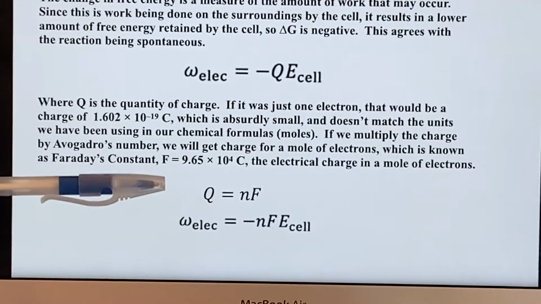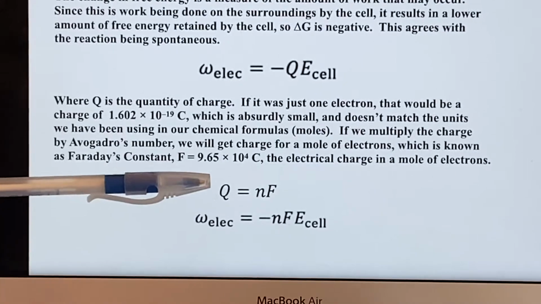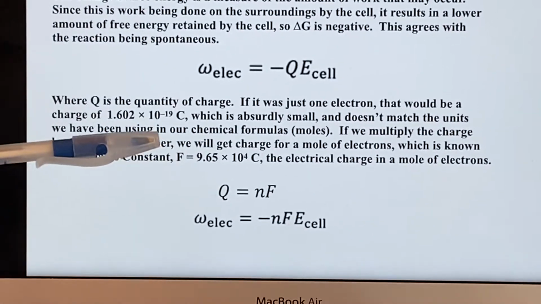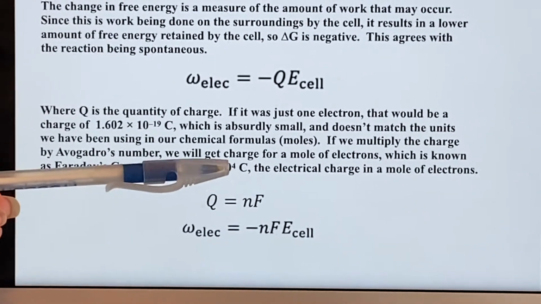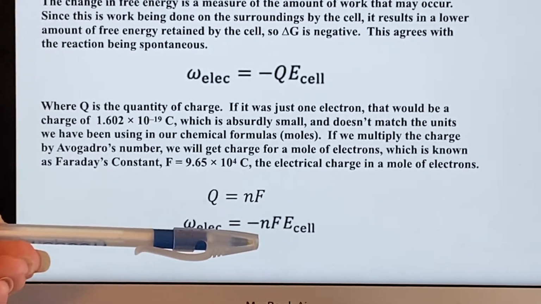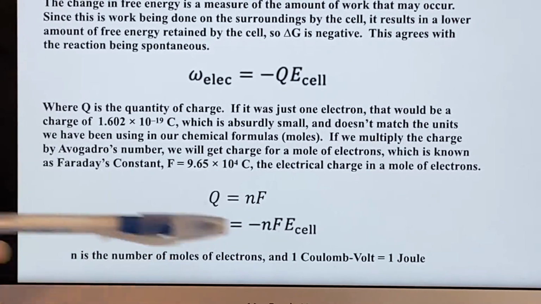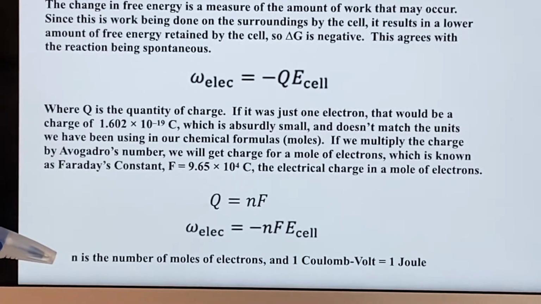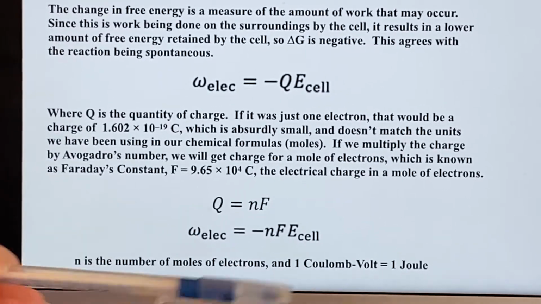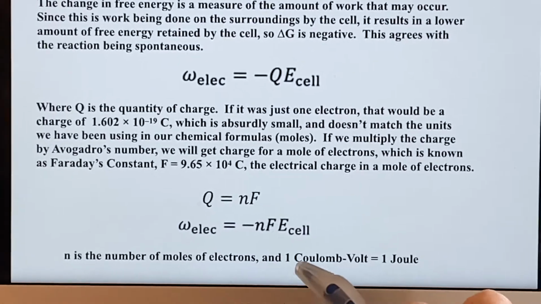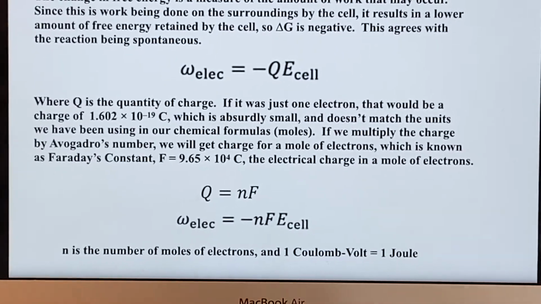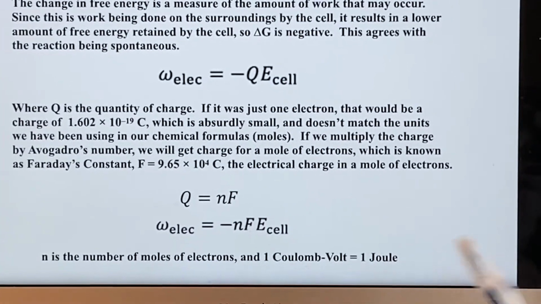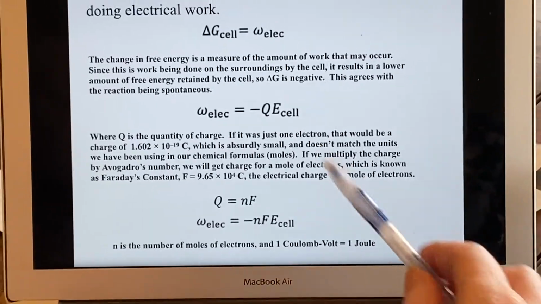So here we have what we're going to use for Q: n, the number of moles, and F, Faraday's constant, so that we'll turn it into coulombs. So nF will be coulombs times the energy of our cell, the voltage in the cell. n is the number of moles of electrons. And the fact of the matter is, a coulomb volt is a joule. So we're finally at the units of energy that we've been using before. We don't want to use electron volts. Coulomb volts is the same thing as a joule.